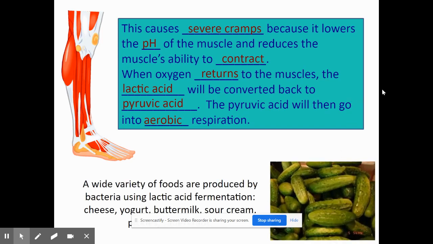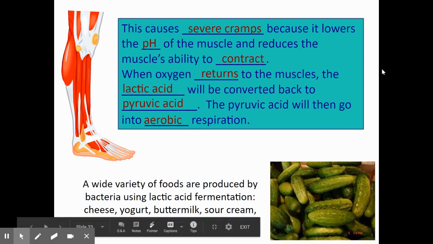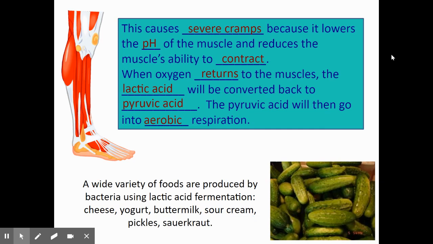Some other organisms that use lactic acid fermentation are typically bacteria. Bacteria tend to help to create things like cheeses and yogurt, buttermilk, sour cream, pickles, and sauerkraut. And they all do that by performing lactic acid fermentation.